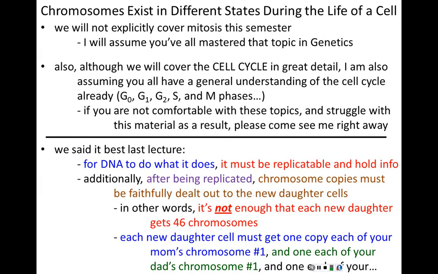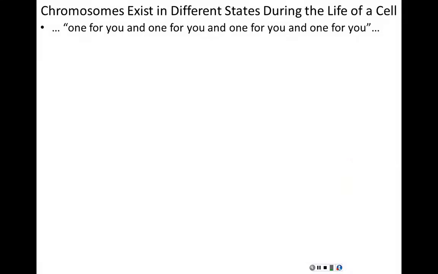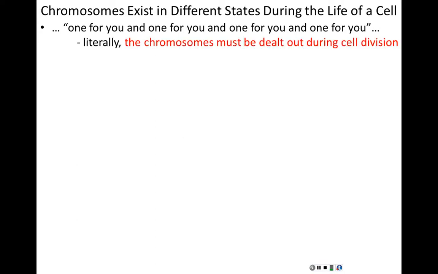One new daughter cell must get one of the copies of your mother's chromosome number one, and the other new daughter cell must get the other copy of your mother's chromosome number one. The first daughter cell has to get the copy of your father's chromosome number one, and the other daughter cell has to get the other copy of your father's chromosome number one. And then your first cell has to get mom's number two, and the other cell has to get mom's number two, on and on and on. So it is this process of one chromosome for you and one for you, next chromosome for you and one for you, dealing out these identical copied chromosomes to each of the new daughter cells.